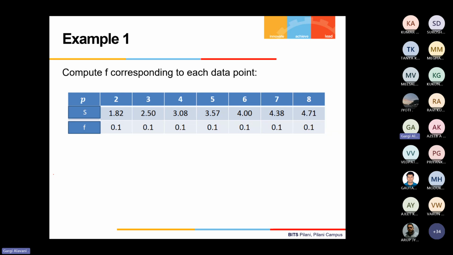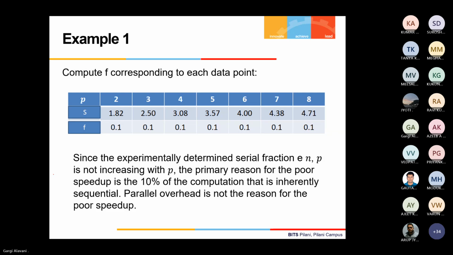So what can we conclude from this? Irrespective of how many parallel processes we have, the value of f remains constant. The primary reason for poor performance with increase in P is the 10% of computation that is inherently sequential, and parallel overhead is not the reason for the poor speed up, in this particular problem.